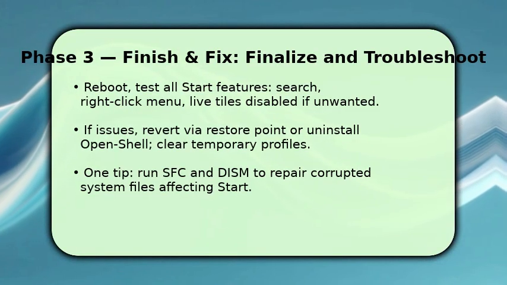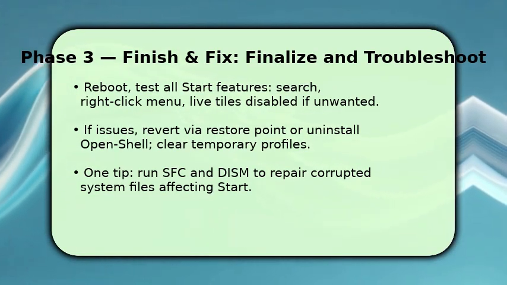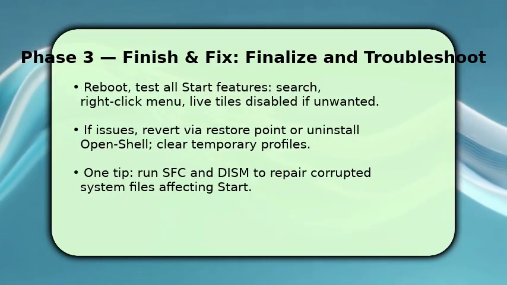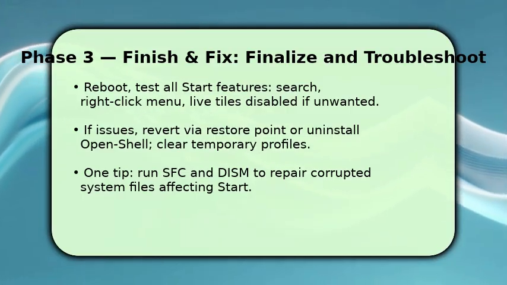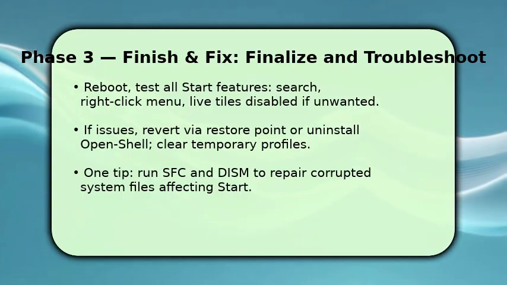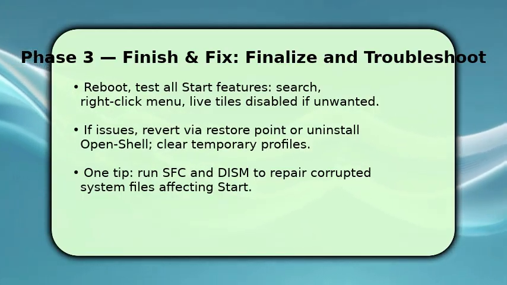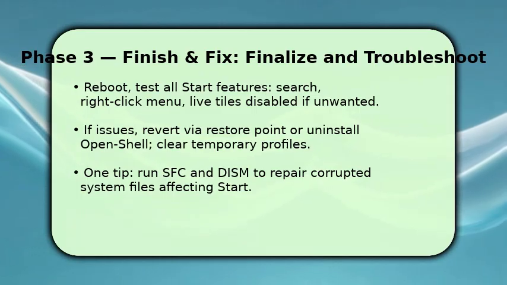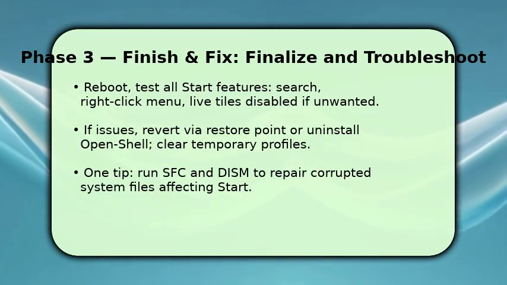If something breaks, use your restore point or uninstall OpenShell to return to stock. Make sure to clear temporary profiles if icons misbehave. One key troubleshooting tip: run System File Checker, SFC, and DISM to repair corrupted system files that can interfere with the Start menu. This ensures the old Start appearance works reliably.